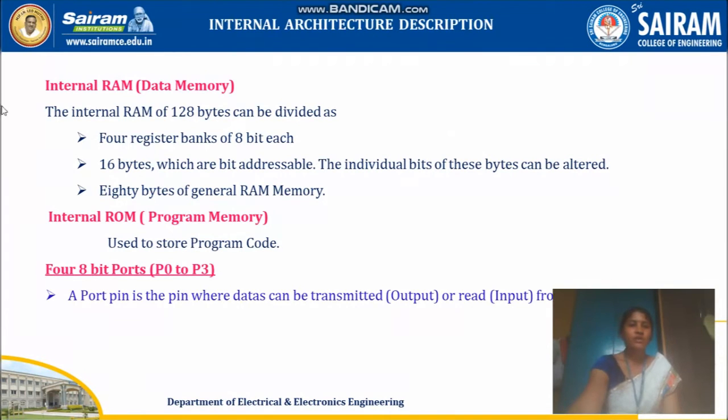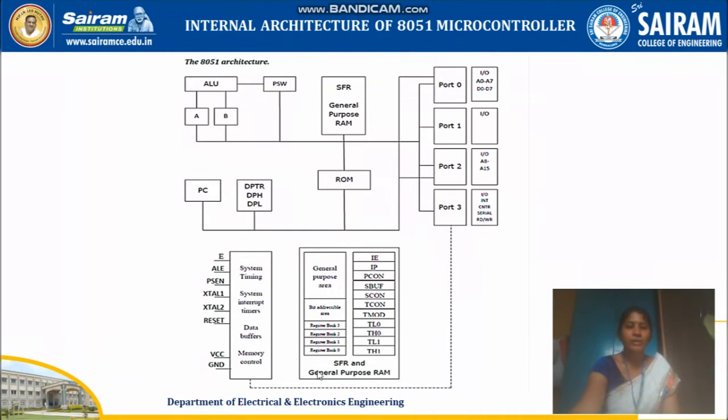So the first one is your internal RAM. RAM is nothing but your data memory. It is used to store your data, that is, the data to be processed will be stored in this internal RAM. The RAM is of 128 bytes and it can be divided into 4 register banks. So when you see, it is your data memory: general purpose register, bit addressable area, and register banks 3, 2, 1, 0. So we have 4 register banks.